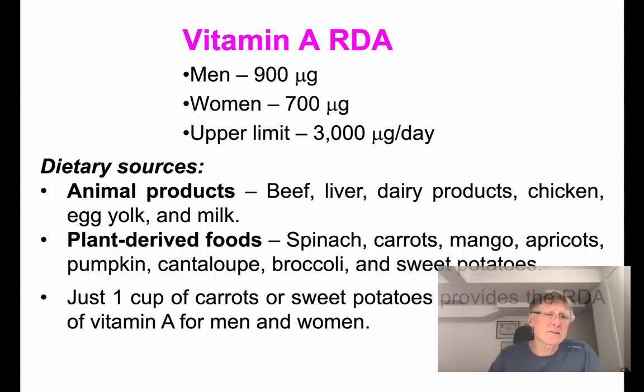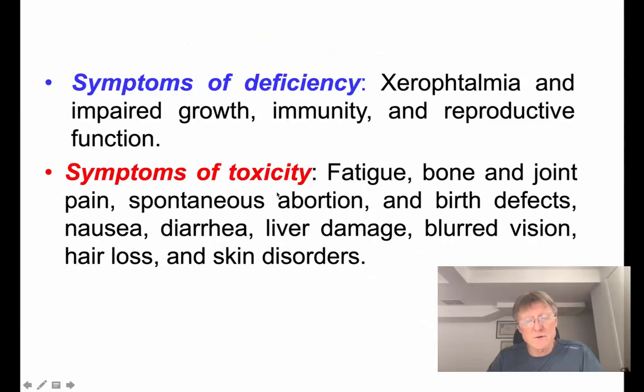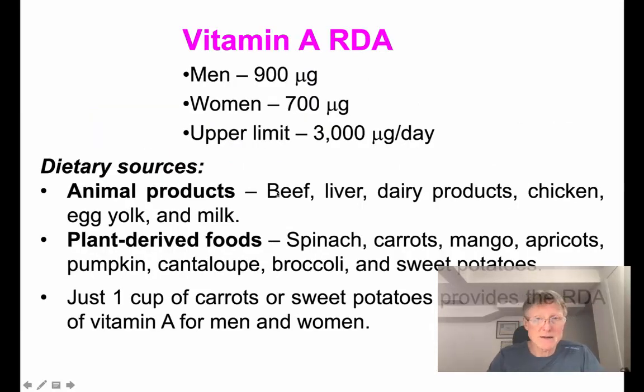So what are the dietary sources of vitamin A? So we have animal products, mostly beef, liver, dairy products, chicken, egg yolk, and milk. Those are all very rich in vitamin A because they contain fat, and the fat in these foods also brings in vitamin A. But you can also get it from plant-derived foods, and you get it basically as spinach, carrots, mango, apricots, pumpkin, cantaloupe, broccoli, and sweet potatoes.